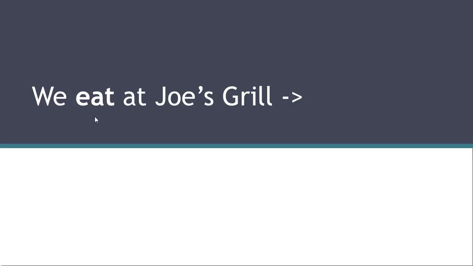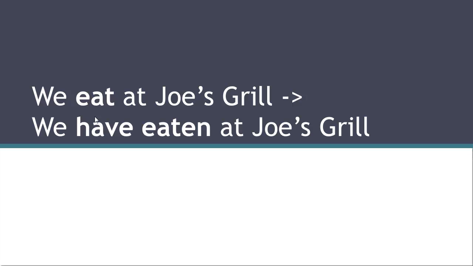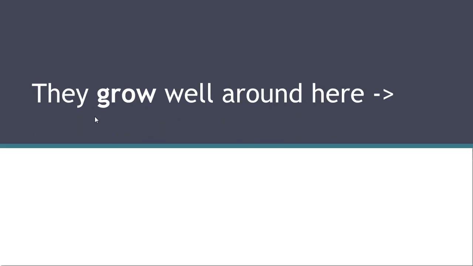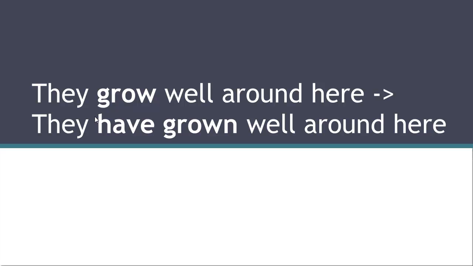Sentence 9. We eat at Joe's grill. We have eaten at Joe's grill. And the final sentence, number 10. They grow well around here. They have grown well around here.